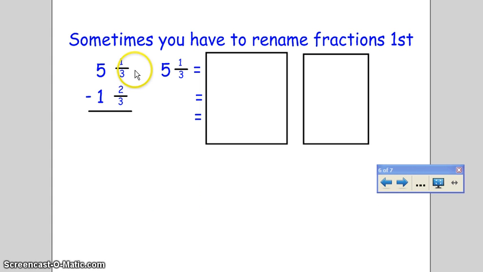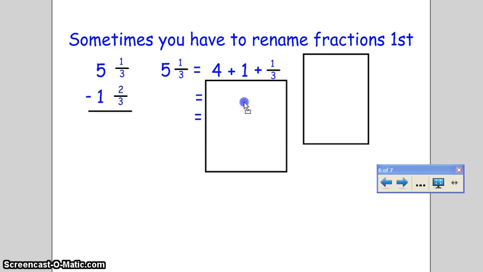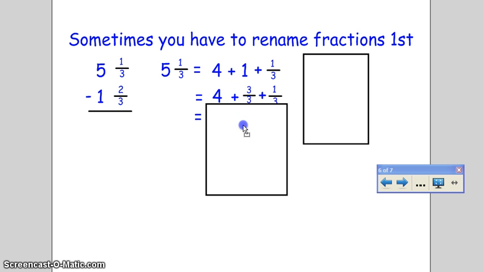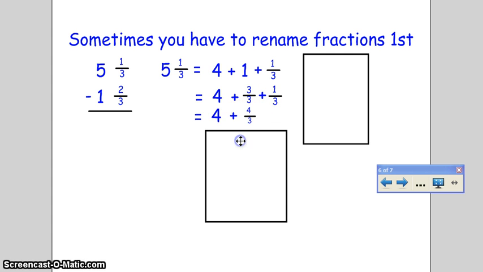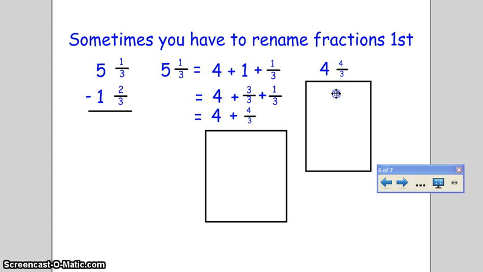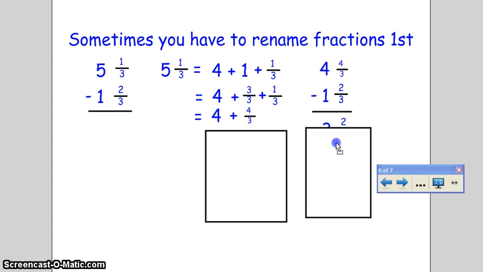Sometimes we have to rename the fractions or borrow from our whole number because the fraction is not large enough to be subtracted from, as is the case here. We cannot subtract 2/3 from 1/3. So we remember that 5 plus 1/3 is like saying 4 plus 1 plus 1/3. 1 can be rewritten as 3/3 because remember, to add fractions they have to have common denominators. Now we can add the fractions so that we get 4 plus 4/3.